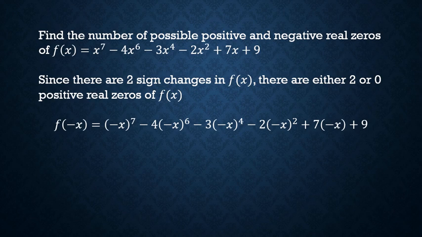So f of minus x is minus x to the 7th power, minus 4 times minus x to the 6th, minus 3 times minus x to the 4th, minus 2 times minus x squared, plus 7 times minus x, plus 9.